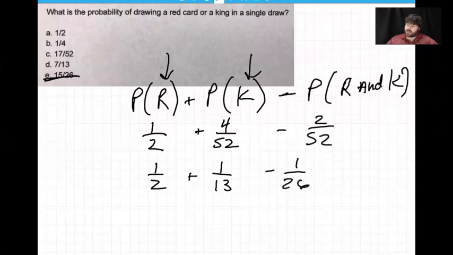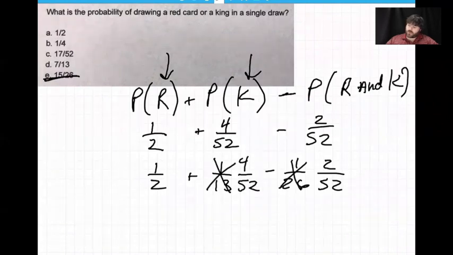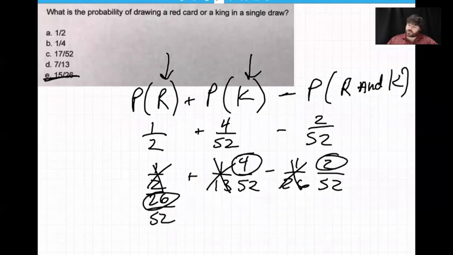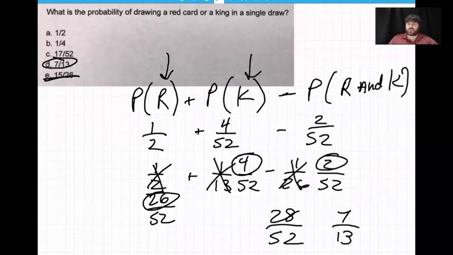So if I make common denominators of 52 here, I know this is 2 out of 52. This is 4 out of 52. And this is 26 out of 52. I have 26 plus 4, that's 30, minus 2 is 28 out of 52, which reduces to, if I divide it by 4, I get 7/13, and answer choice D is correct.